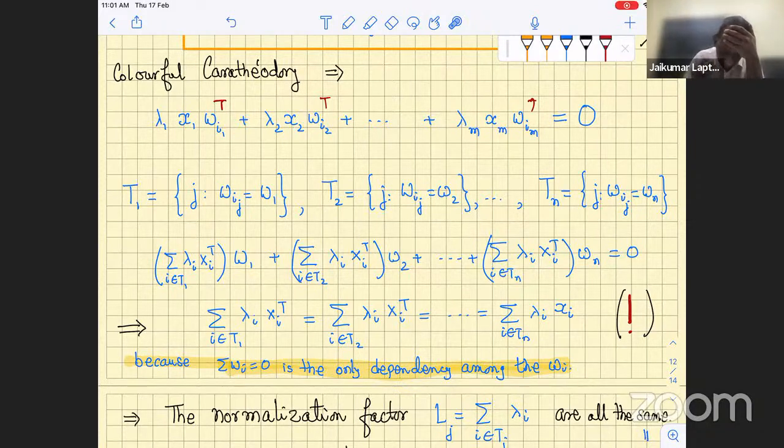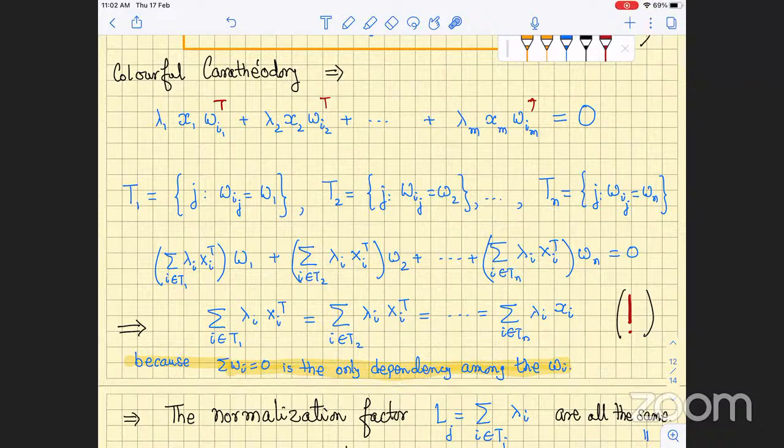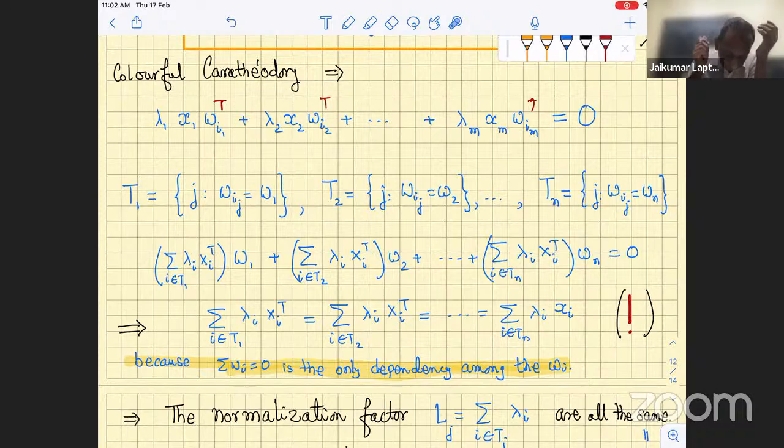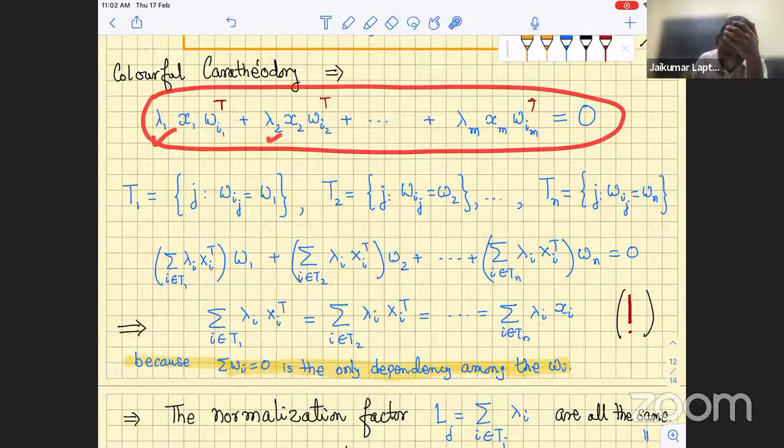And then there was one argument we needed to make to claim that. No, each lambda is scalar and equals to 0. Sorry? No. Sorry, yeah, you are right. This is the colorful Carathéodory theorem. This is not a linear combination. Okay. So this is actually a convex combination. Is that clear? The colorful Carathéodory theorem says that this is a convex combination.